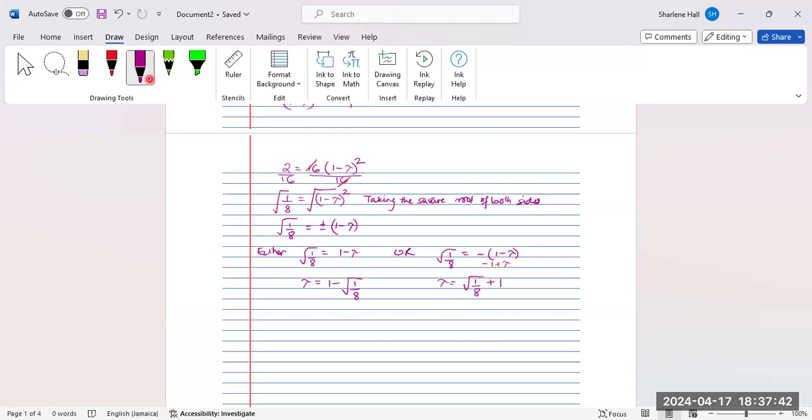I'm in 2 minds right here. In order for me to find lambda, I'll have to bring that 1 minus 1/8 into one fraction.